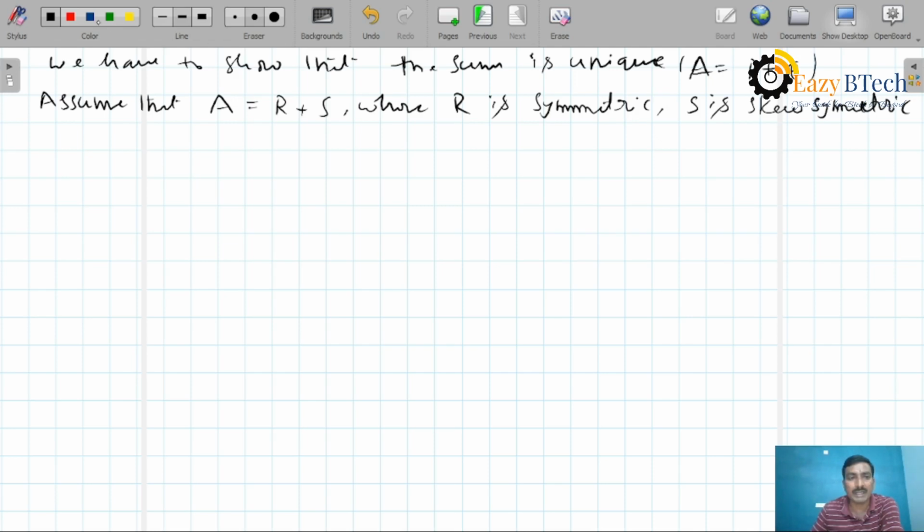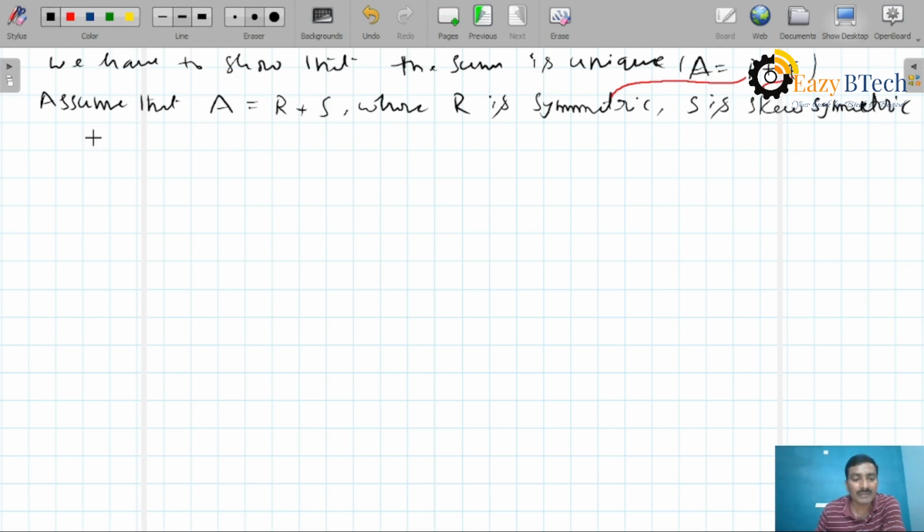Therefore, I am taking one more sum, A equals R plus S, where R is symmetric and S is skew symmetric. Here P is symmetric and Q is skew symmetric, already proved. Now I will prove R equals P and S equals Q. So, how to prove this?